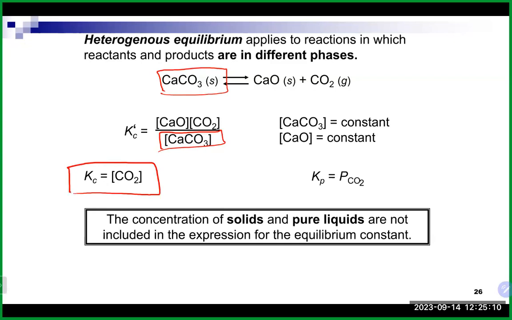So the actual Kc expression for this would be the concentration of CO2. And we could also write a Kp for this one as well, which would be the partial pressure of CO2. And I forgot to circle this one as well, because it is a solid too, which is why we did not include that one in there.